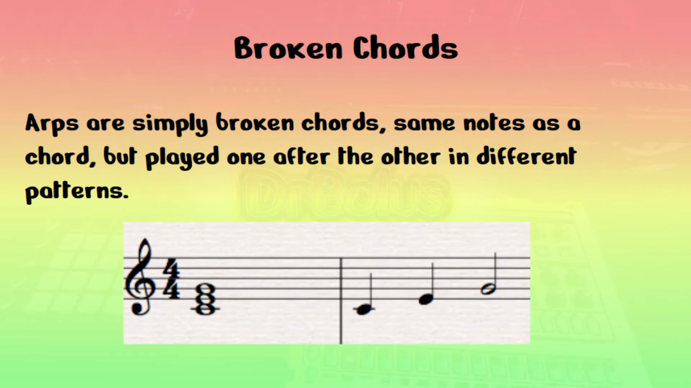And what were the bells playing? The bells were playing a broken chord, and that's exactly what an ARP is. A broken chord is simply the notes from a chord played one after the other. It's also known as an arpeggio, but we'll get back to that later.